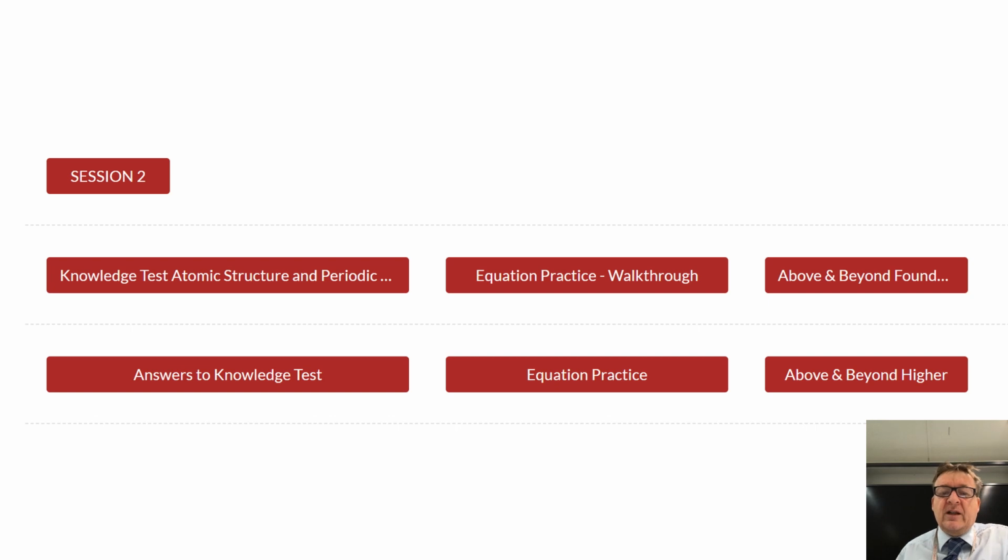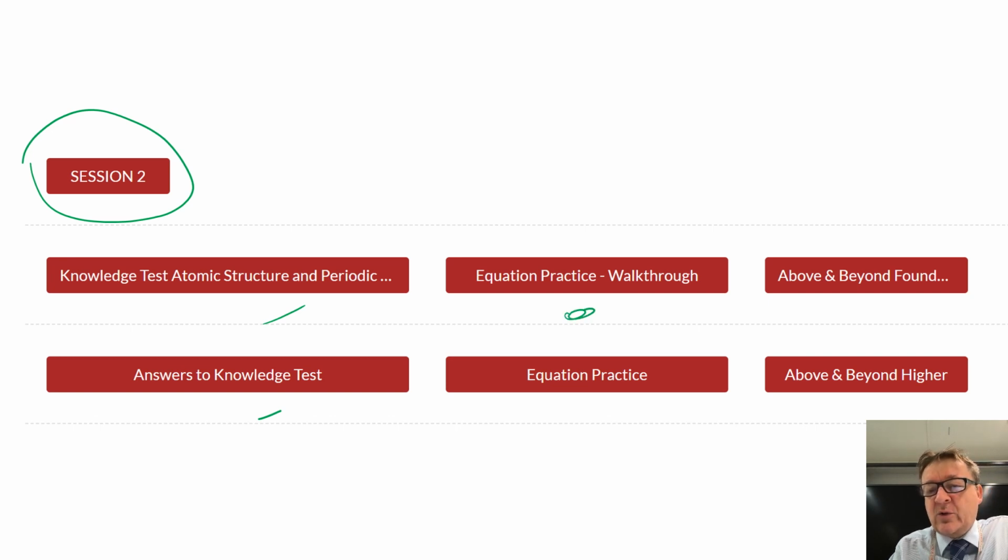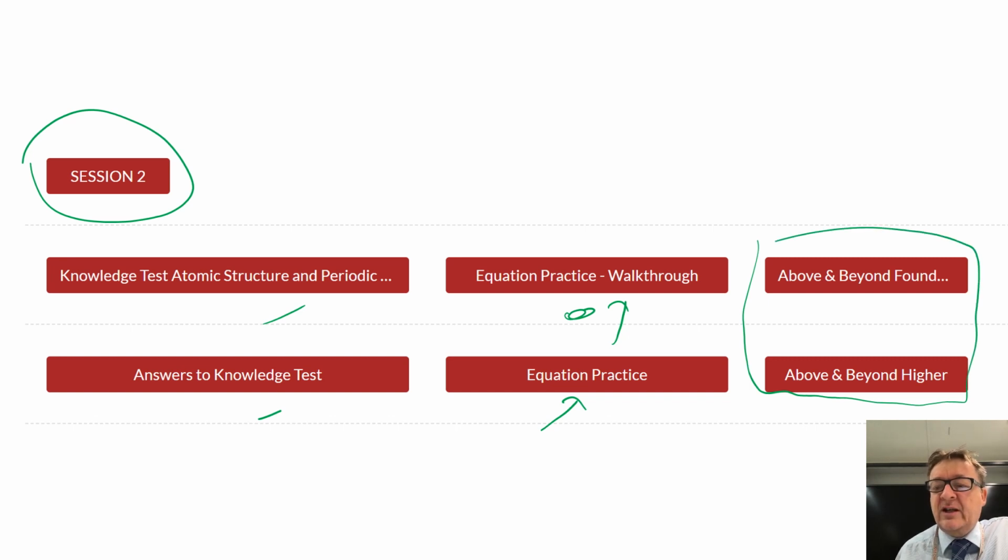Session 2 looks like all the others. You've got session 2, which has a series of questions on it. You've then got your knowledge test, which is the blank one, then your answer one. You've also got some equations worked through: the equation practice here is the blank one, and the equation practice walkthrough is where all the answers are. Again at the end there are above and beyond questions. Most of this isn't compulsory, but if you want to do as well as you possibly can in science, you need to be linking into all of this.